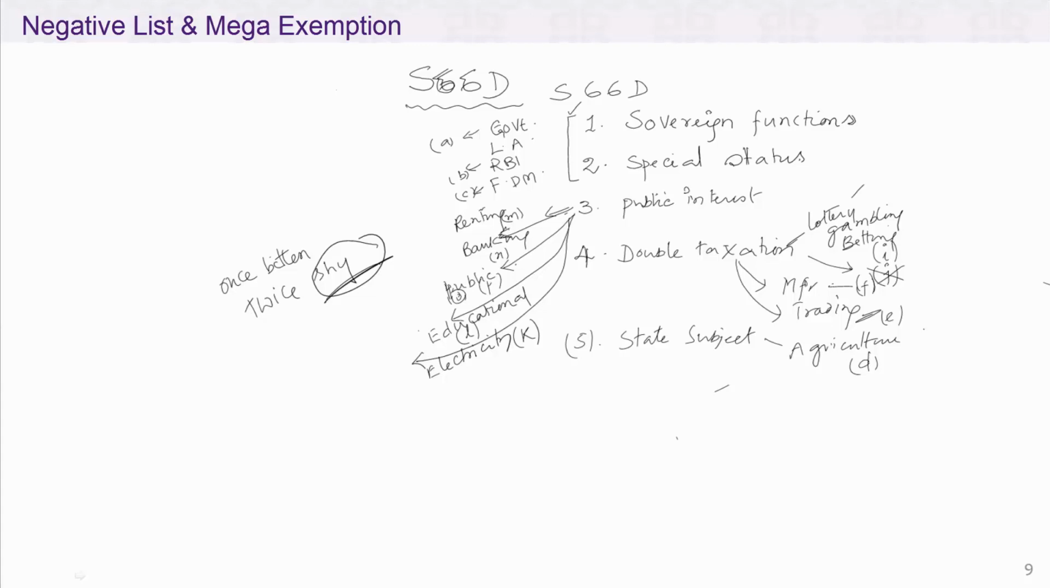Negative list, clause D, state agriculture. And similarly, look at advertisement. Advertisement is also a state subject, but still to some extent in the interest of the public they want to avoid, but in the interest of the public they want to collect tax also.